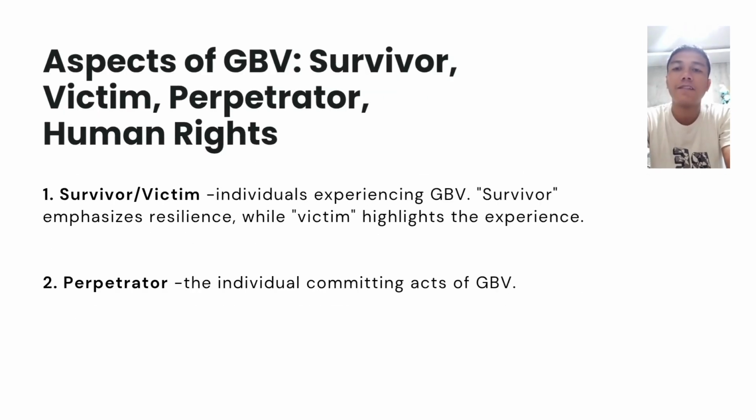So, aspects of GBV: survivor, victim, perpetrator, and human rights. Number one, survivor or victim: an individual who experiences GBV. Survivor emphasizes resilience, while victim highlights the experience. Perpetrator: the individual committing acts of GBV. Human rights: GBV violates human rights. States are responsible for preventing GBV, protecting survivors, and ensuring accountability.